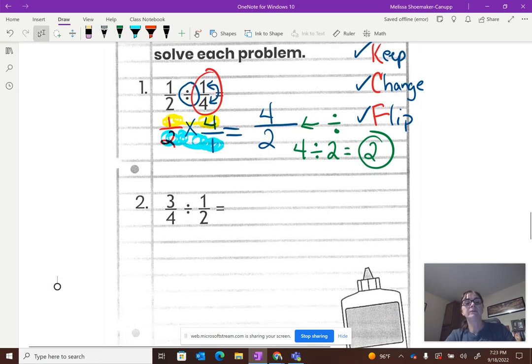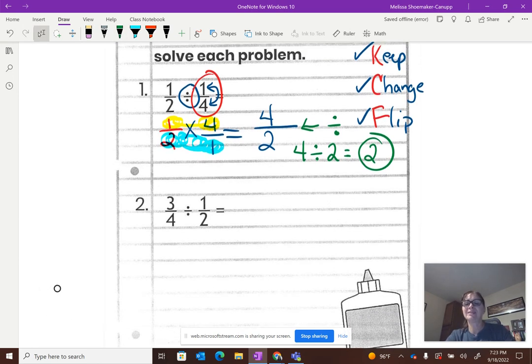Okay, now if you're feeling like, I think I can do this, then turn me off and work the rest of the problems in the book, and I'll have a practice worksheet. Okay, now if you don't feel comfortable, I'm going to keep working.